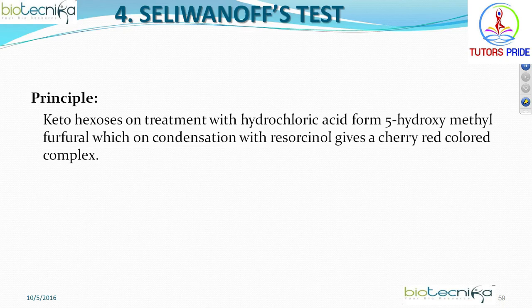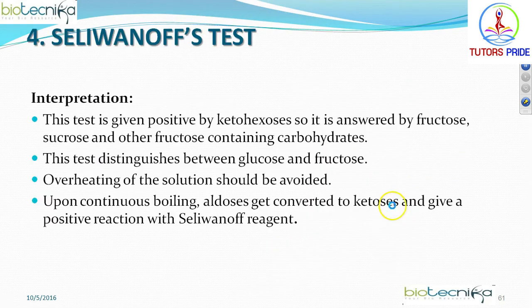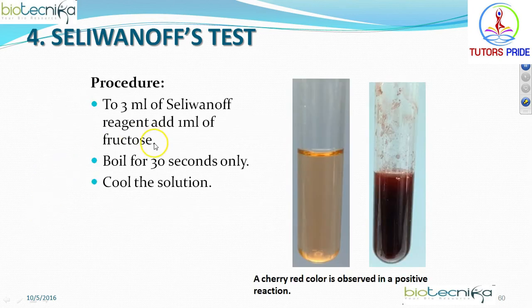We are reacting with hydrochloric acid, so that 5-hydroxymethyl furfural will be formed, and with resorcinol. Resorcinol is part of Seliwanoff's test. So in that case, a cherry red color complex will be formed, as you can see here. As you can see, the procedure: 3 ml of Seliwanoff's reagent, 1 ml of fructose, boil for 30 seconds. Cool the solution. So what will happen? A cherry red color is observed in a positive reaction.